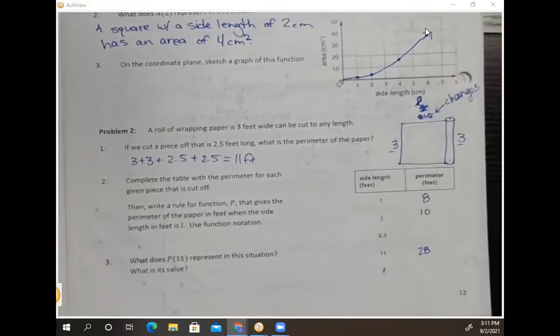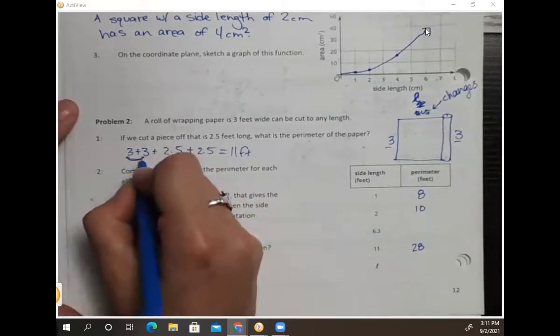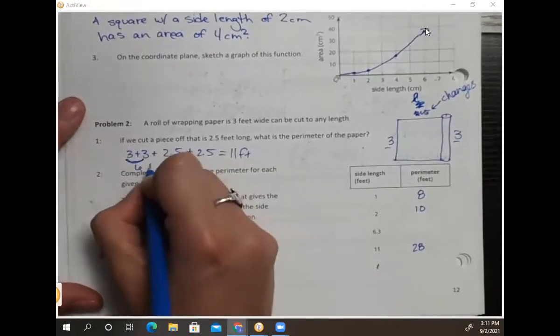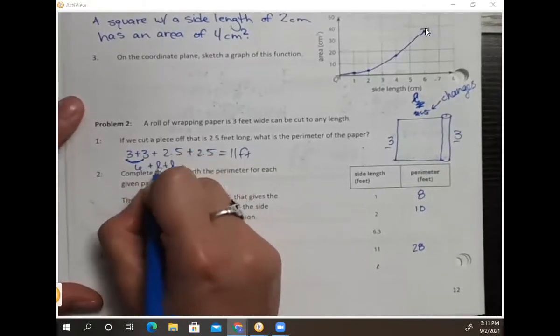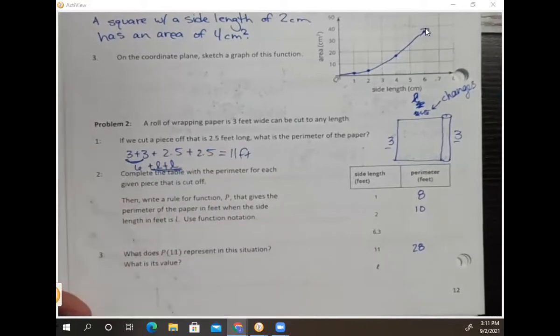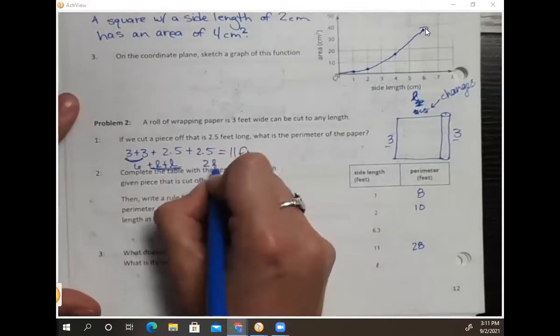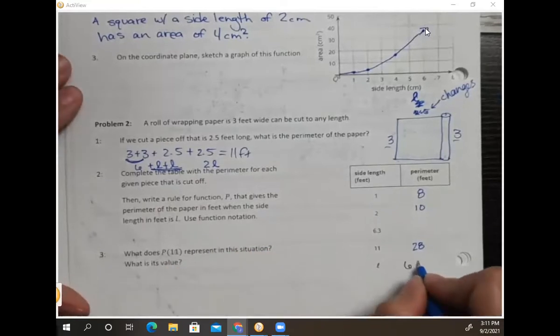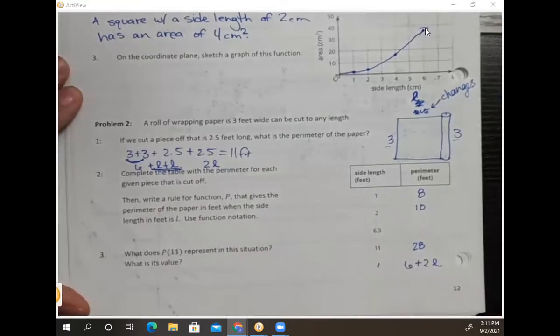What if I just want to leave it generic? What would my function look like then? So 3 plus 3 plus L plus L. If it's always 3 plus 3, is it okay if we use 6 instead? You guys cool with that? And then plus L, is there a shorter way that we could write L plus L? 2L, yeah, it's 2 times L. So our generic form here would be 6 plus 2L.